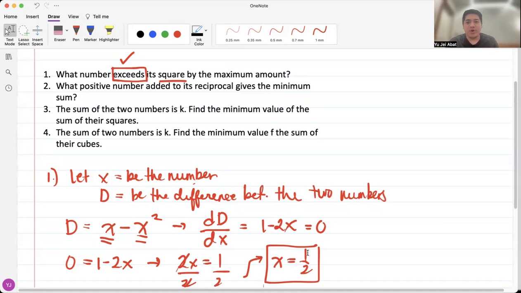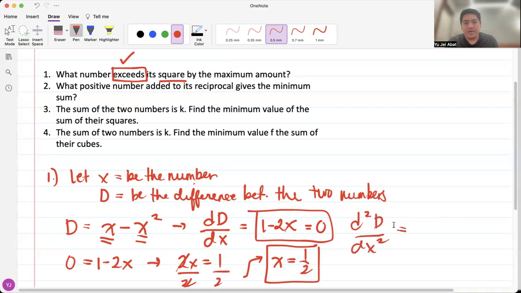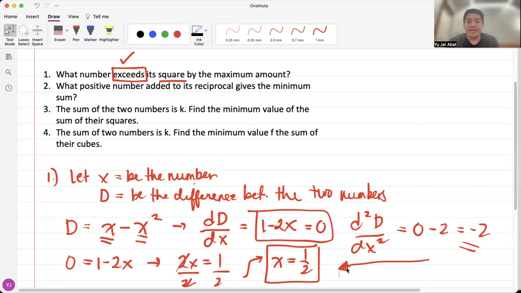Again, of course, if we get the second derivative of this, we all know that the second derivative would be 0 minus 2, or simply -2. Since the value of the second derivative is less than 0, therefore the maximum in the difference is when x equals 1/2. Okay? So number 2.